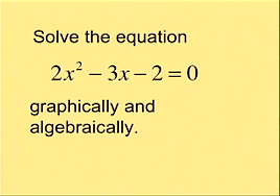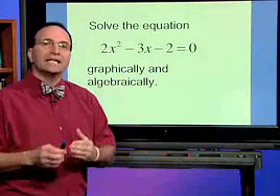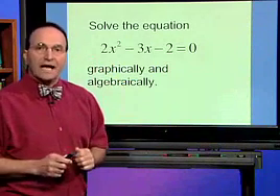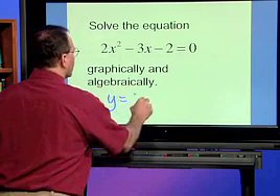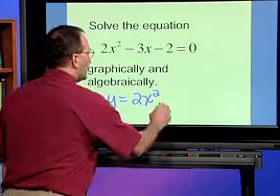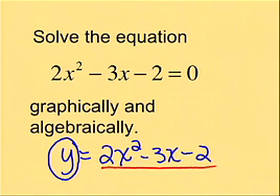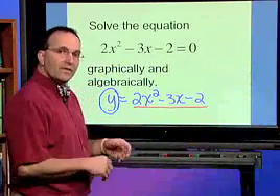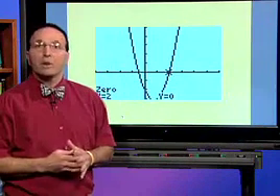To do this graphically, you want to set this equation equal to y, because that's what we have to do when we enter it into the graphing calculator. In other words, we're going to write y equals 2x squared minus 3x minus 2. That's what we enter into the grapher using the y key. If you do that, you'll end up with the following graph when you press the graph key. The graph is this particular parabola.